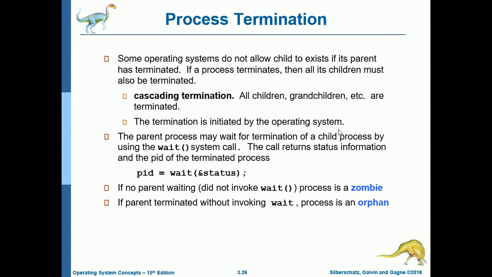The parent process may wait for termination of a child process by using the wait system call. The call returns status information and the PID of the terminated process. So we have pid equals wait and then status. If no parent is waiting, or it did not invoke wait, then the process is a zombie. If the parent terminated without invoking wait, then the process is an orphan. So that is the difference between a zombie and an orphan.